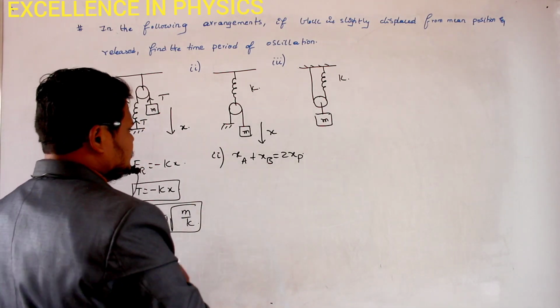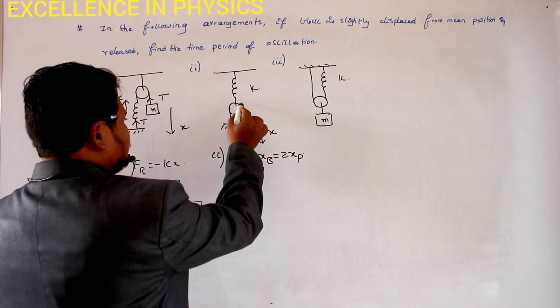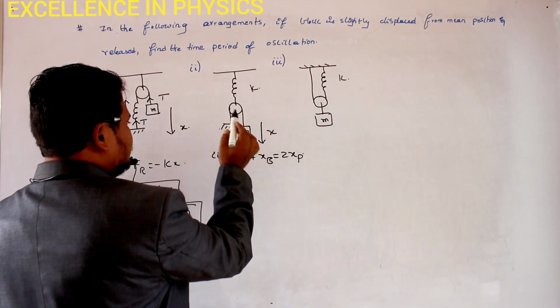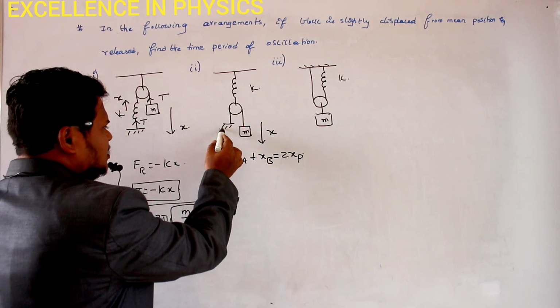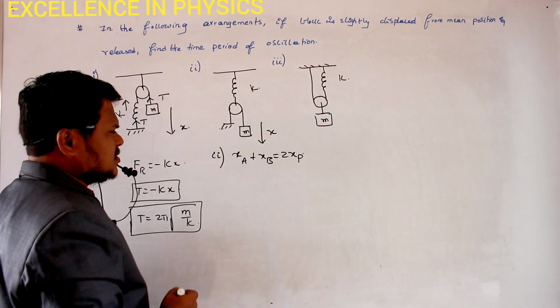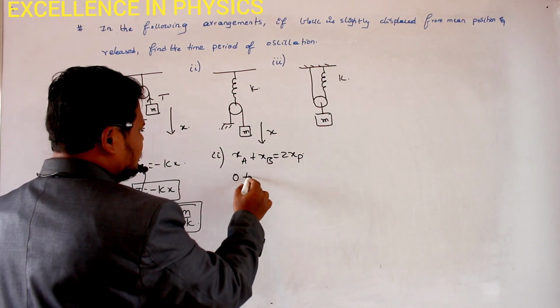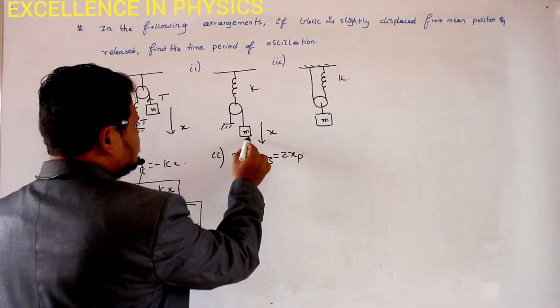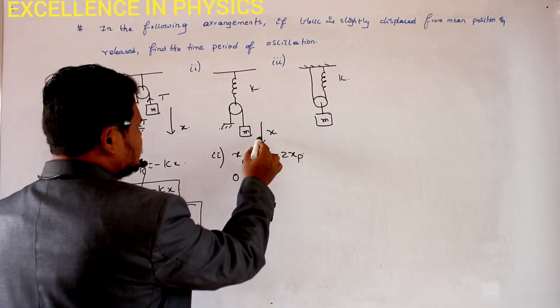So xa plus xb is equal to 2xp. For this pulley, this is block A and this is block B. Block A's displacement is 0 because it is fixed here, so I will write 0 plus xb. Now what is the displacement of this mass? It is displaced by an x, no?